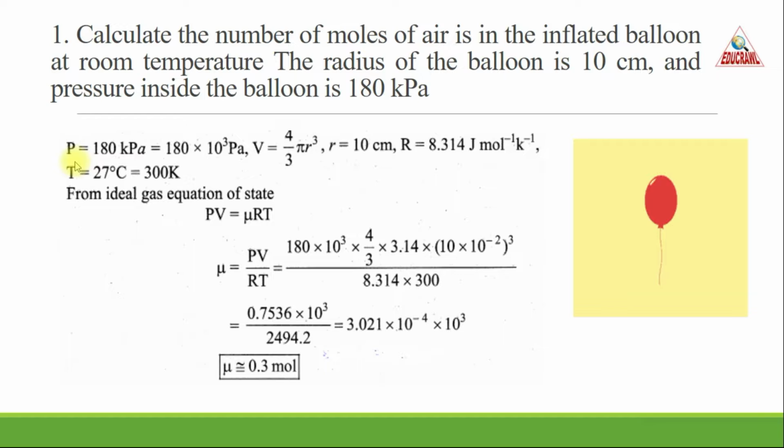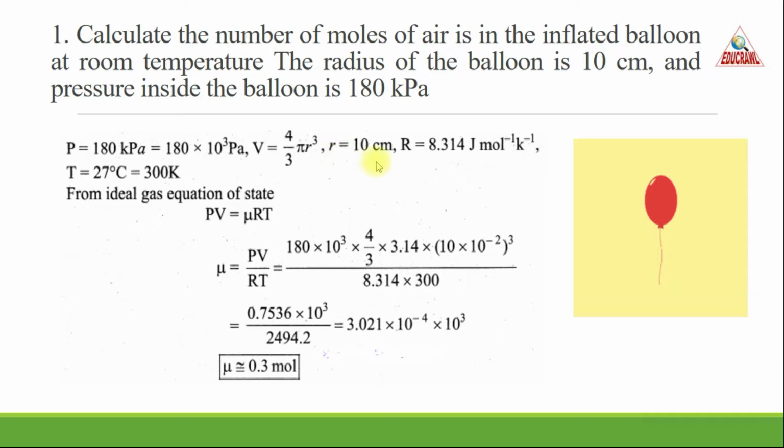The given data are: pressure is 180 kilopascal, which is equal to 180 into 10 power 3 Pascal, since kilo is 10 power 3. From the radius we can find the volume. The volume formula is V is equal to 4 by 3 pi r cube, the volume of a sphere.